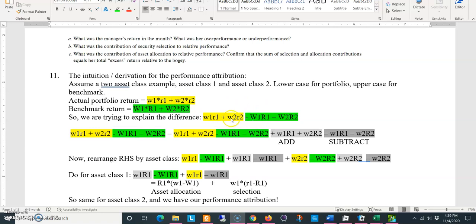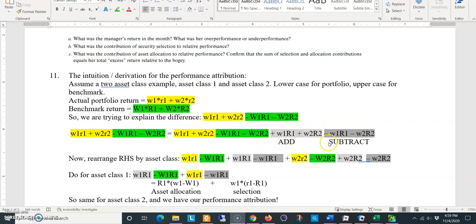We want to decompose this into asset allocation and security selection. I have color coded this so it becomes a little bit easier for us to see. What I want to explain is this difference, that's w1 r1 plus w2 r2, the portfolio return, minus the benchmark return. What I can do is add and subtract this quantity, w1 R1, and I'm subtracting the same thing. Adding and subtracting, they'll cancel out, so this equality still remains. So why do I want to add and subtract this?